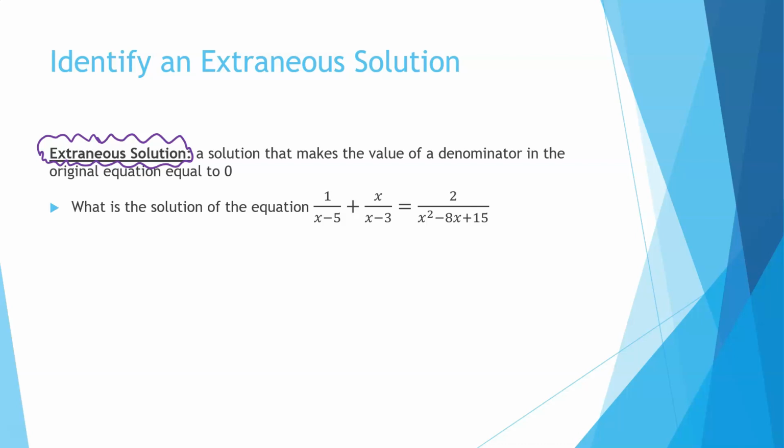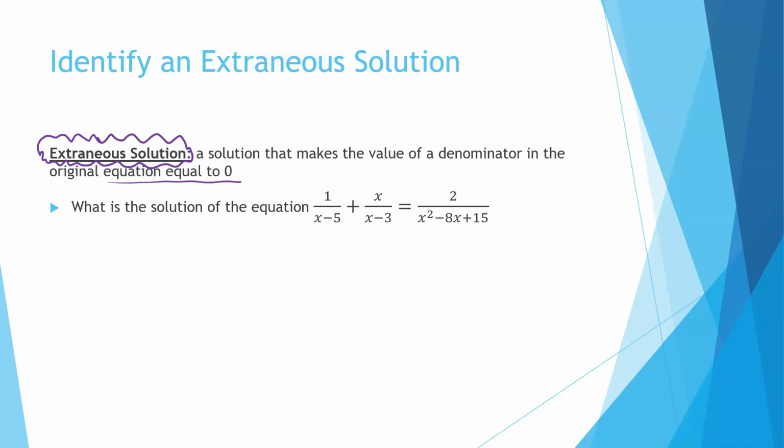And the reason it wouldn't work in the original problem, if we're talking about these rational equations, is because it would make the denominator 0. Okay? So an extraneous solution is a solution that you get that makes the value of the denominator in the original equation equal to 0.